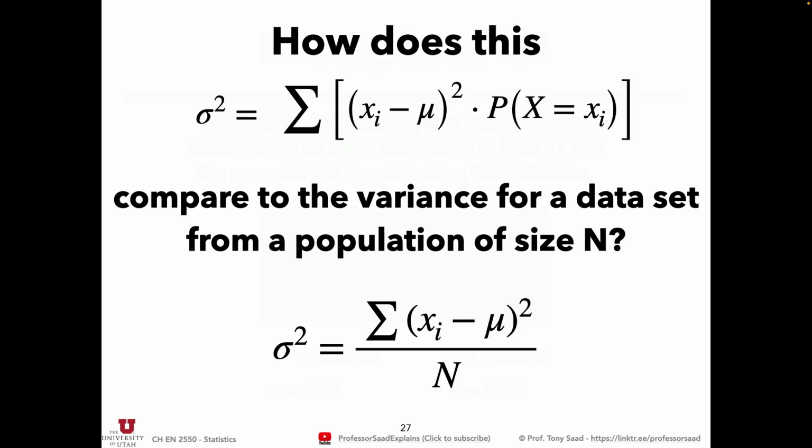But now I'm coming and saying, well, no, this variance looks like this, summation of xi minus mu squared times a probability. And how does that formula above compare to the one below? Because I can see similarity. I can see xi minus mu squared up there too, right?